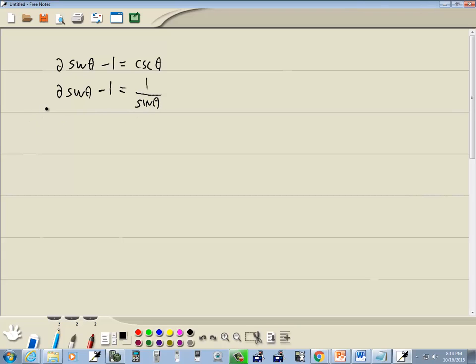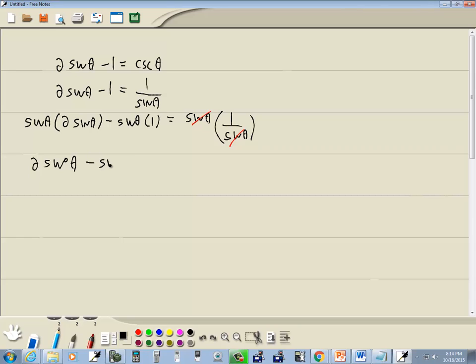Well, we've just created fractions. We want to get rid of the fractions, so we multiply everything by sine. So sine times 2 sine minus sine times 1 equals sine times 1 over sine. When we do that, these sines are going to cancel. And then we'll have 2 sine times sine is sine squared minus sine. Now I'll bring that 1 over to the left side and it becomes a negative 1.